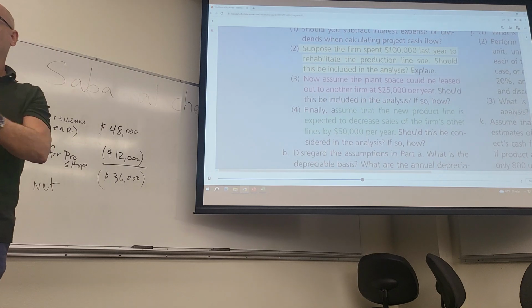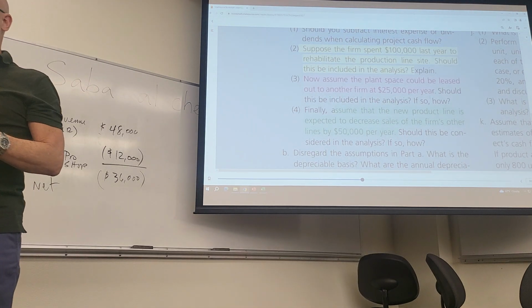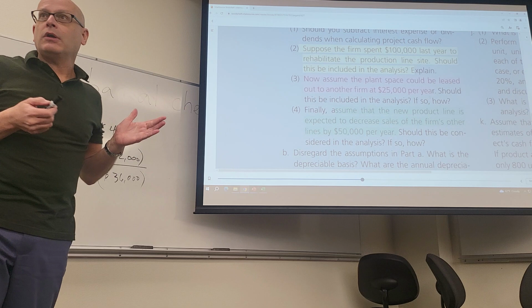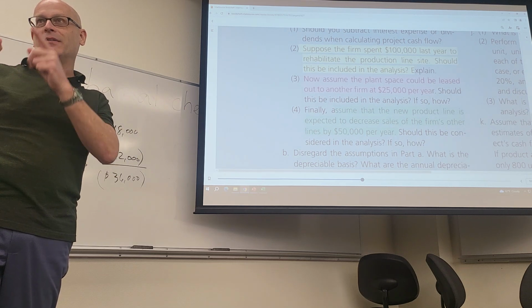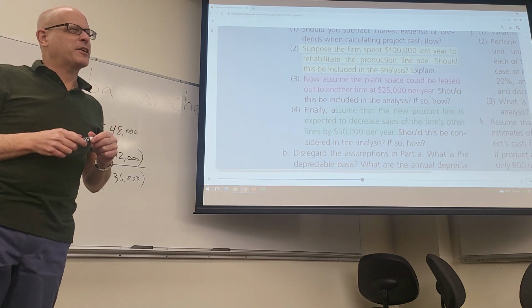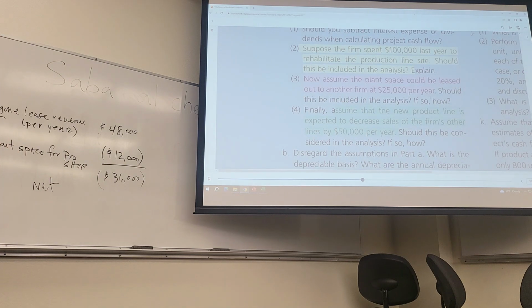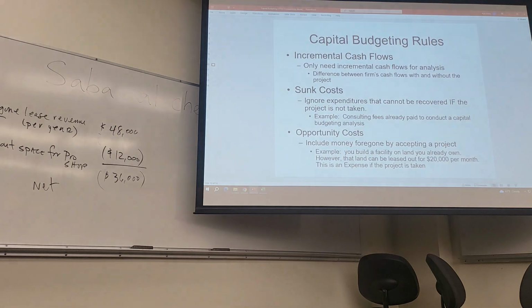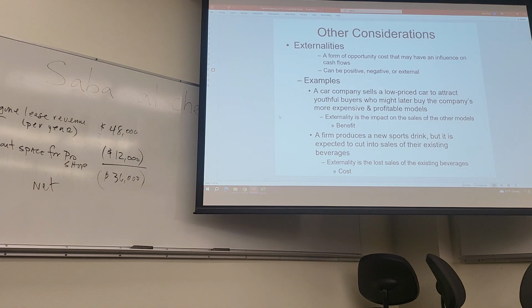But what is it? It's not a sunk cost, we know that. It looks like it must be an opportunity cost, but it's not. It's something a little bit different. It's kind of like an opportunity cost, but it isn't different enough to give it a different name. So what is this thing? This thing is what we refer to as an externality.